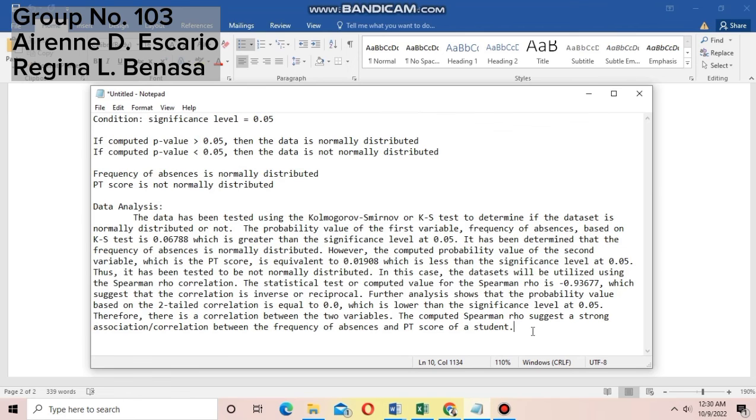The statistical test or computed value for the Spearman rank is negative 0.93677, which suggests that the correlation is inverse or reciprocal. Further analysis shows that the probability value based on the two-tailed correlation is equal to 0, which is lower than the significance level at 0.05. Therefore, there is a correlation between the two variables. The computed Spearman rank suggests a strong association or correlation between the frequency of absences and periodic test score of a student.